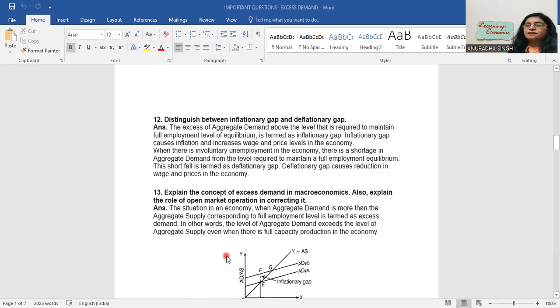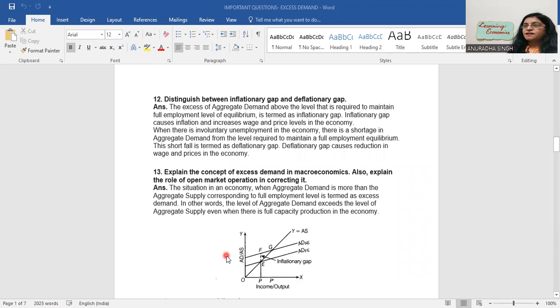Again, we have used this graph. Now we have shown inflationary gap. At that time only, I had told you that suppose the first aggregate demand curve was this, and this was the equilibrium, and then it shifted upward, aggregate demand increased, and the equilibrium also shifted to G. Then the difference between these two aggregate demands is known as inflationary gap. This is the situation when prices are rising and aggregate demand is becoming more, that means it is inflationary gap.